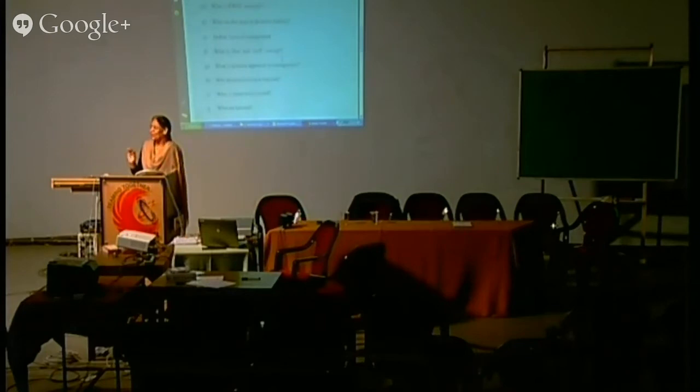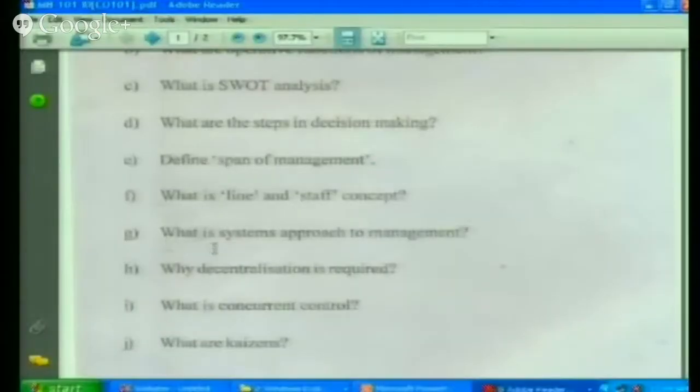Organization. So I could say, differentiate between line and staff organization. Okay? Then, what is systems approach to management?